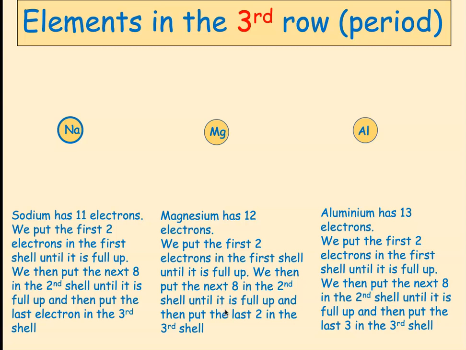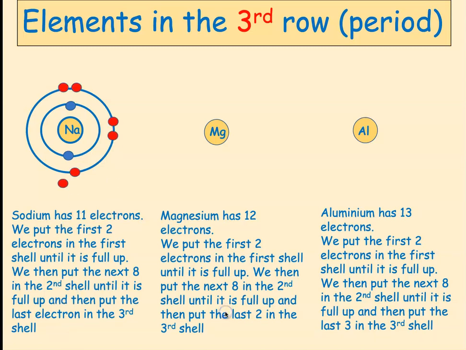So sodium has got 11 electrons. We put the first 2 there. We need another shell, so we're going to fill that one up. 1, 2, 3, 4, 5, 6, 7, 8. And that's full. So we've got 2 plus 8, which is 10. Sodium has 11, so we're going to need another one and put that one in our third shell.